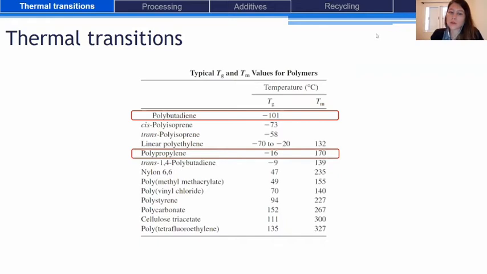A very common semi-crystalline polymer is polypropylene. So you can see that we can use polypropylene between minus 16 degrees C up to 170 degrees C. Below this temperature of minus 16 degrees C, it is rigid and brittle. So we use it above this temperature and below its melting temperature.